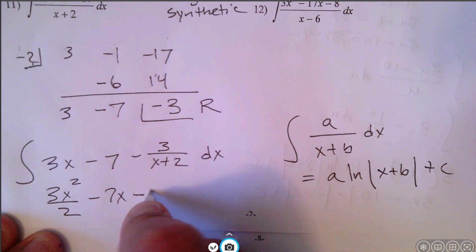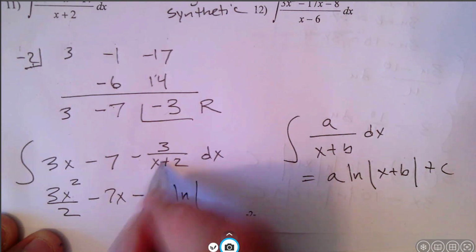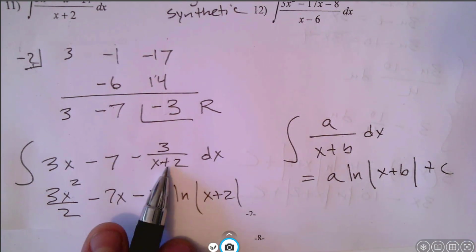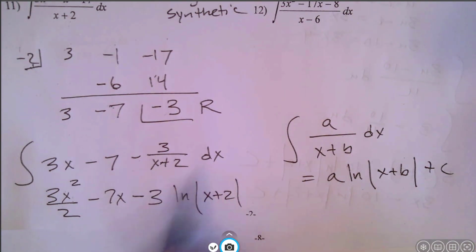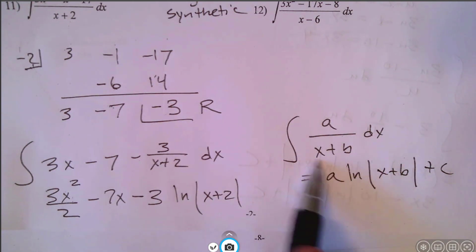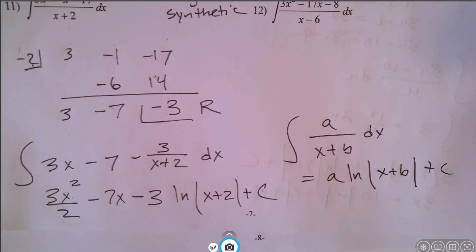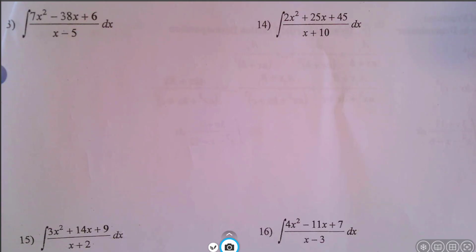So once you see this, you can just say, oh, I know what the antiderivative of that is. It's going to be negative 3 natural log of the bottom, x plus 2. Because u here would be x plus 2, du would be the same as dx. And so you do that u-substitution, take a little shortcut, and you can just write it right away. And there's our answer.